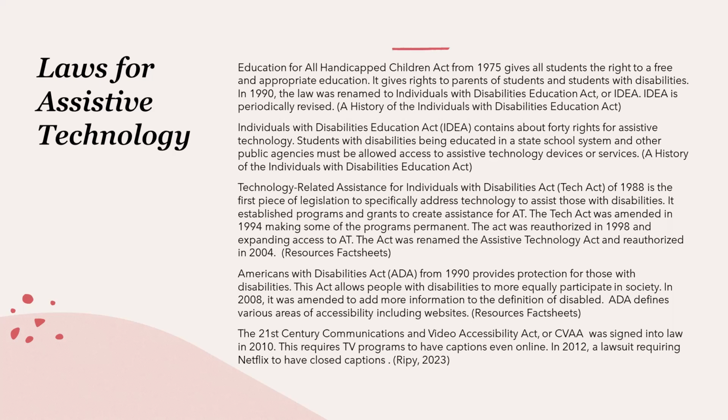Then we've got the 21st Century Communications and Video Accessibility Act, or CVAA, and it was signed into law in 2010. This required TV programs to have captions, even online. And then in 2012, there was a lawsuit which required Netflix to have closed captions, which is a huge deal. So now we've moved into website and streaming services, and so these laws are getting more relevant to us as society progresses.